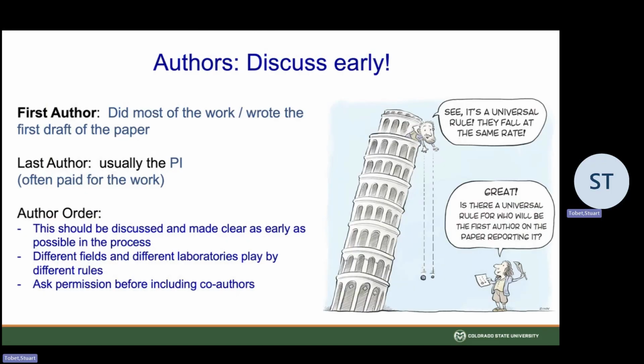Probably one of the most important overlooked facts when you try to start a project and think about what the paper is going to look like in the long run is people don't often pay as much attention to who the authors are going to be. And this is really a potentially big problem.